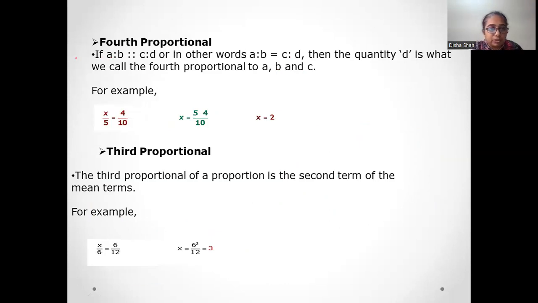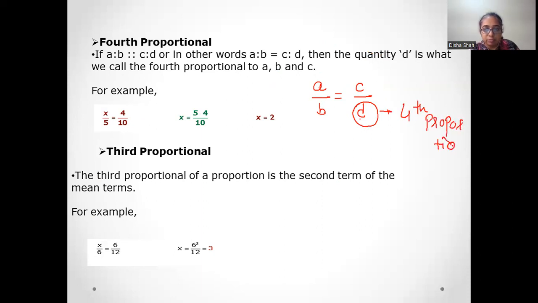Now let's talk about proportion. If A is to B in proportion to C is to D, it means A by B is equal to C by D. Suppose it is given this way. Then you can see there are 4 variables: A, B, C and D. So here this D is called the fourth proportion, because there are 4 variables. For example, can I say 2 by 3 is equal to 4 by 6? So here 6 is the fourth proportion.